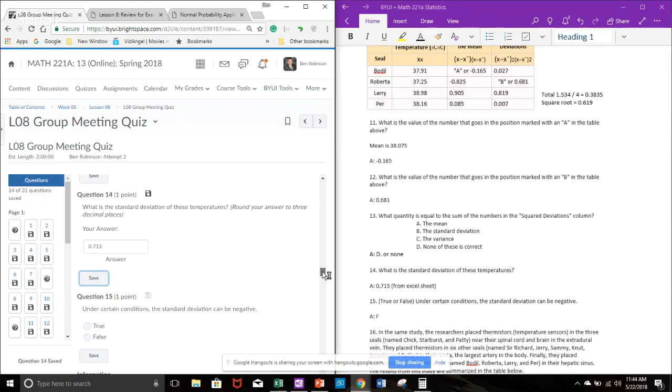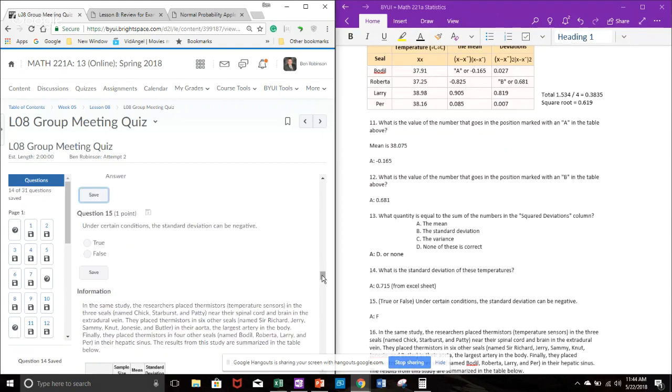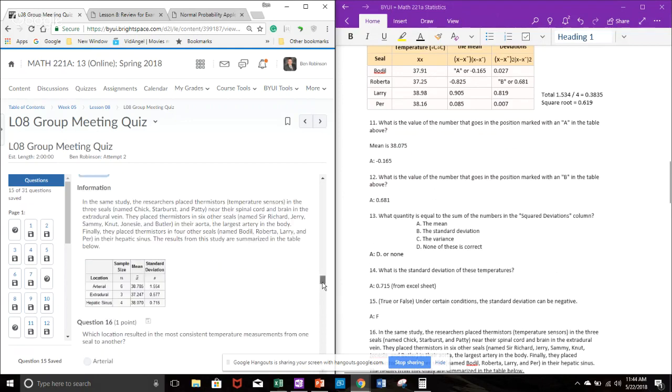Okay, thank you. Number 15: under certain circumstances, the standard deviation can be negative. That's false, because if your base number was negative and you square it, the squared amount is always going to be positive, because negative times a negative is positive. So that's false. I agree with you.